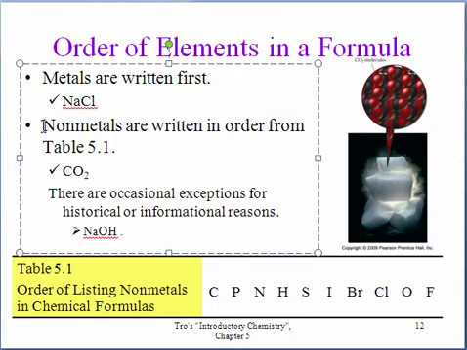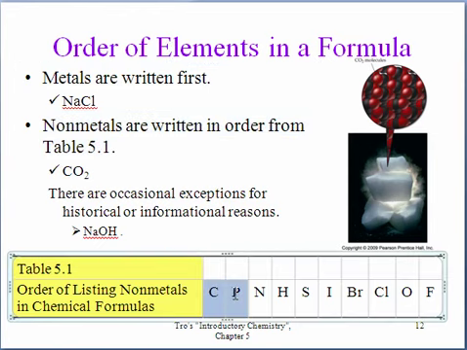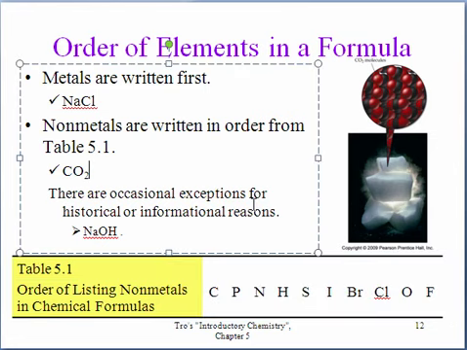And then the nonmetals are written in the order from table 5.1. This is something that you might want to write down on your card or have handy when you're doing your homework or your homework quiz. C comes first, then P, then nitrogen, then hydrogen, then silicon, iodine, bromine, chlorine, oxygen, and fluorine. Now there are some exceptions, and we'll learn about where those exceptions come up. For example, here's a compound where the oxygen is in front of the hydrogen. And this right here is what's known as a polyatomic ion, and you'll soon be able to identify those.